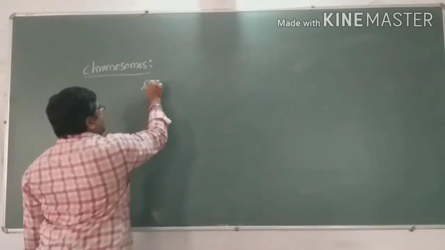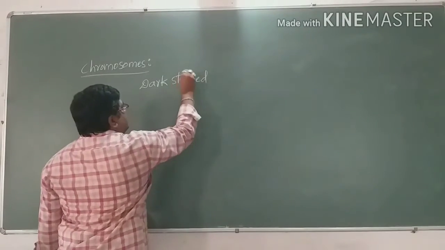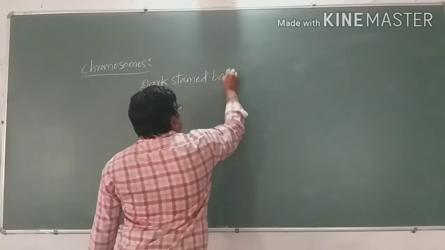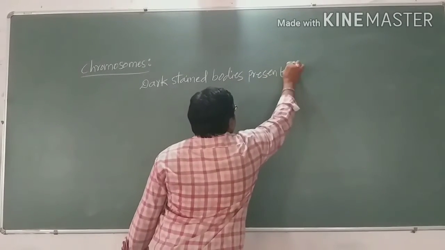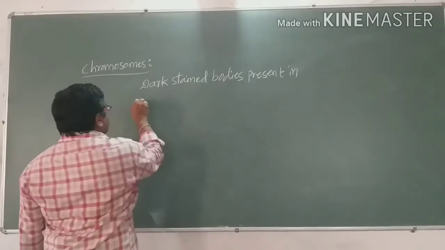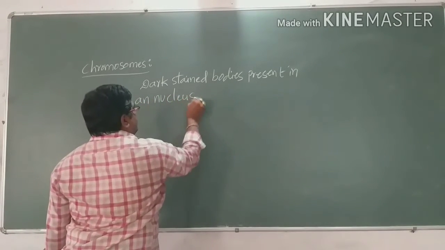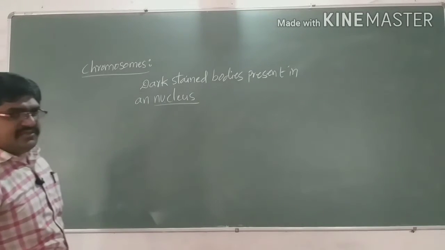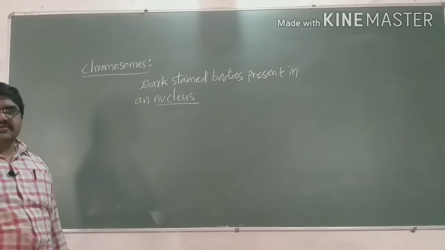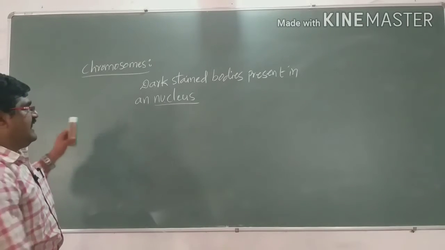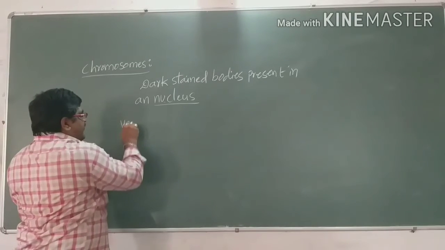Chromosomes are dark stained bodies present in a nucleus. That means the dark stained bodies which are present in the nucleus are called chromosomes. So chromosomes are called the vehicles of heredity.